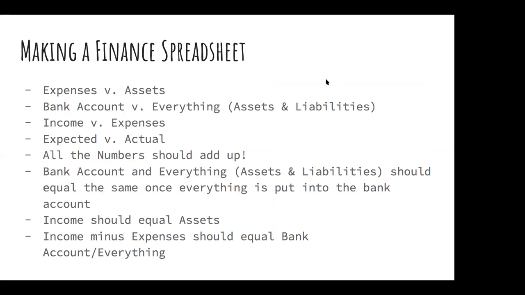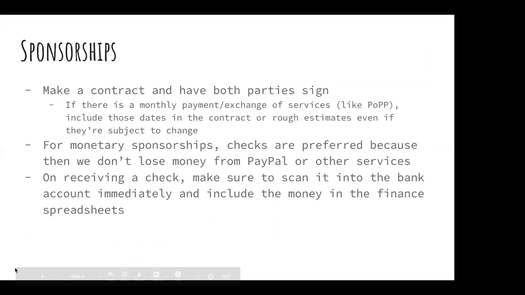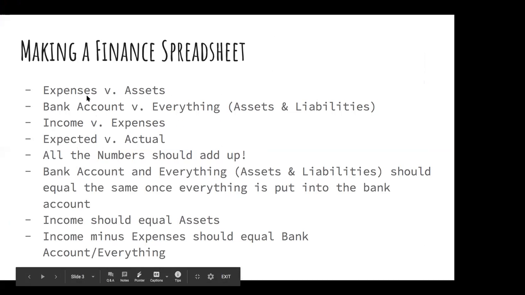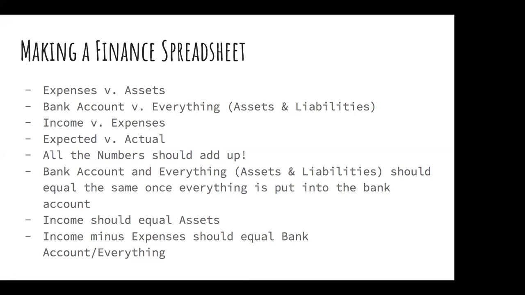and it's pretty thorough. I'll go over these and then I'll show you what it looks like so you guys can have an understanding. Basically there's four different spreadsheets. The first one is expenses versus assets. This is what I showed on the prior slide, which is the budget. So it's budget versus how much money we've gained, whether that's from sponsorships, donations, money we raised, or money from last year. Those are all assets, money we've gained.